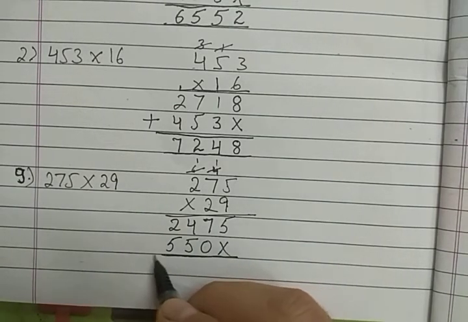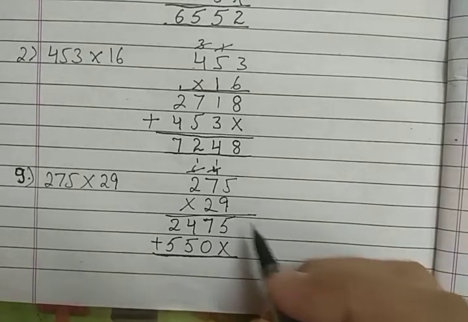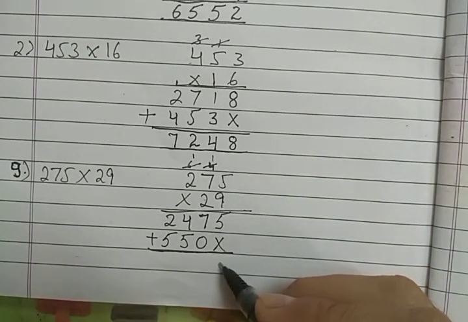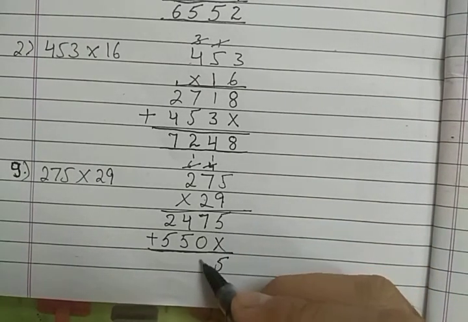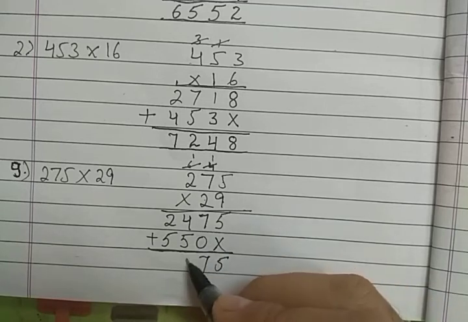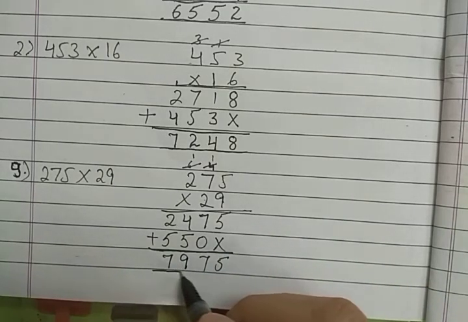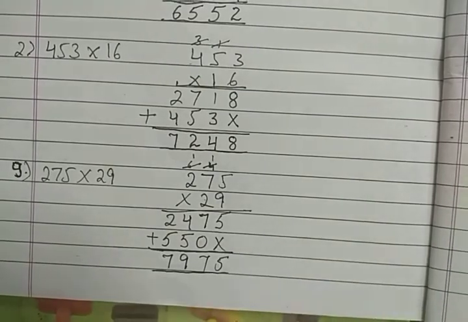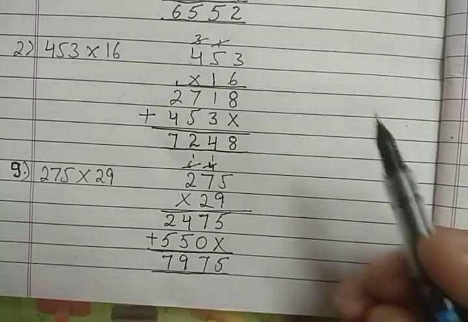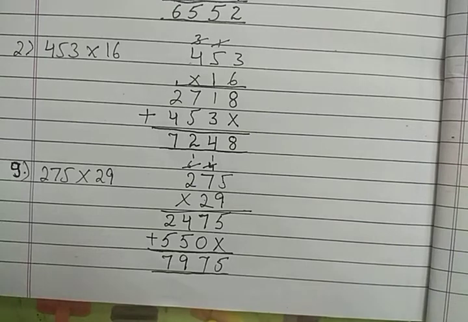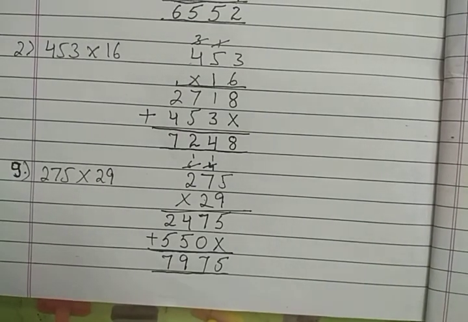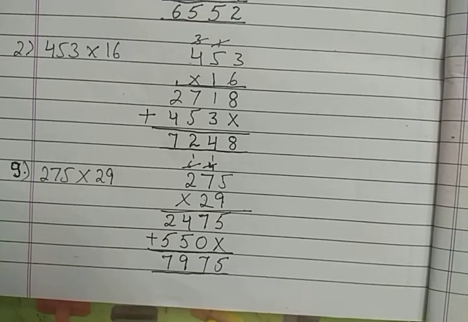Now the third step, add them. So 5 plus 0 is 5, 7 plus 0 is 7, 5 plus 4 is 9, and 5 plus 2 is 7. So here we have the answer, that is 7,975. So I hope it is clear how to multiply a number by a 2-digit number.